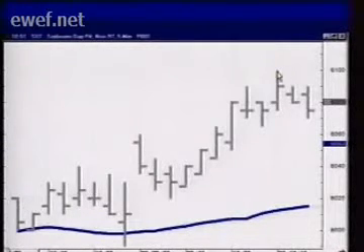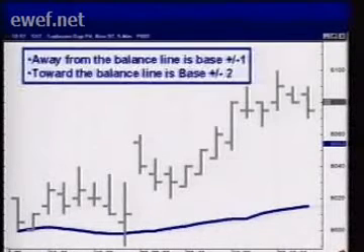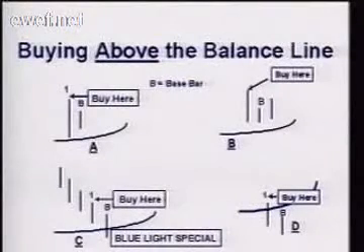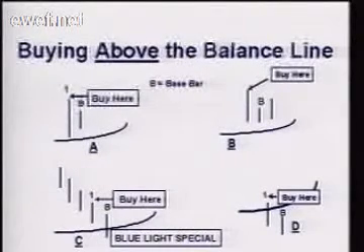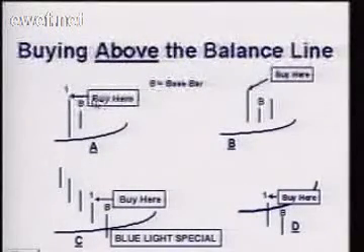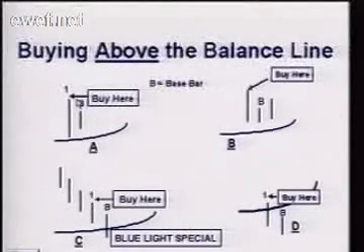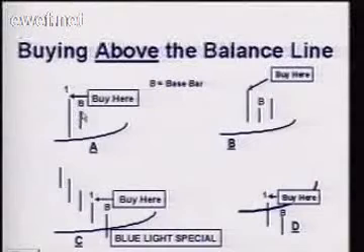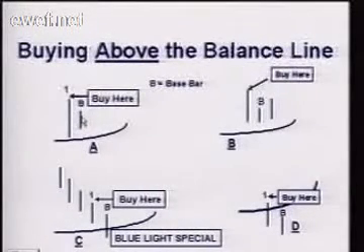So now let's take all the possible alternatives we can think of for buying above the balance line. We're going to leave this slide on here, and we're going to look at this slide, and we're going to examine each one of them. Let's look over here at A first. Here is a price bar, and here is a second price bar. And remember, everything on the price chart you read from right to left.